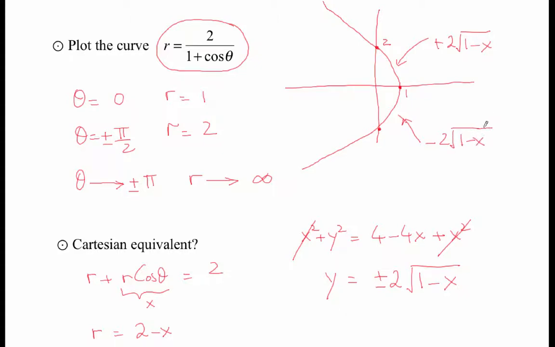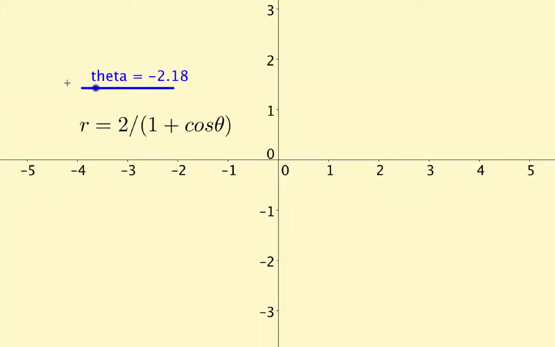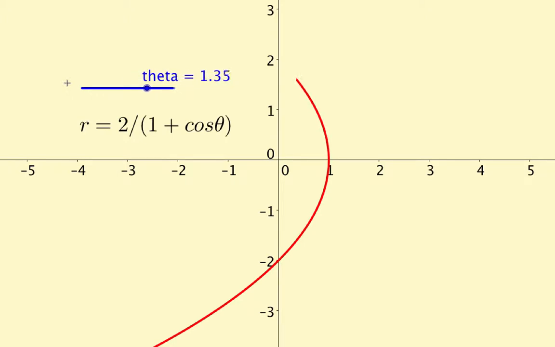As I had remarked earlier, this is not a function in the sense that a given value of x does not give you a unique value of y. It gives you two values of y, plus or minus 2 times square root of 1 minus x. Well, now let's plot this. Theta is increasing from negative values. When theta becomes 0, you see that r becomes 1. When theta approaches pi by 2, this becomes 2, and then it goes off to infinity. So this is exactly what we saw earlier.